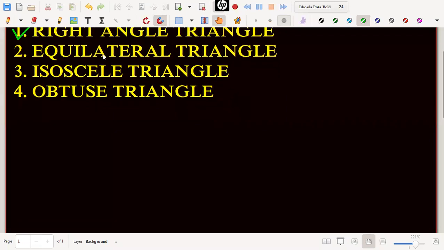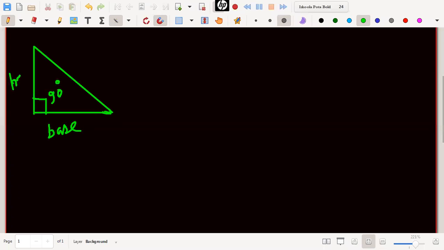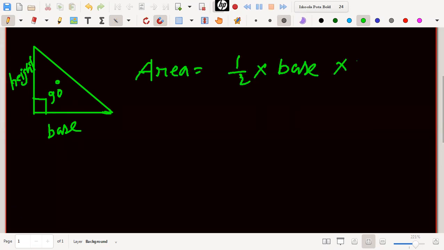So now, what is a right angle triangle? This is the right angle triangle, and this angle is 90 degrees. This is the base, this is the height. So the area will be: area equals half into base into height.